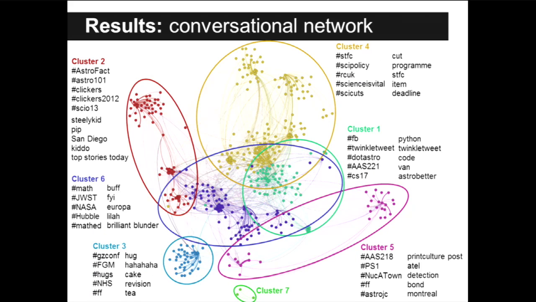This is the conversational network that we could identify. So based on the times people were mentioned in the same tweet, they would be grouped together, and you can see the different connections between them. And we identified 7 clusters. And the terms you see here are, for example, the most frequent hashtags used for each of the clusters, and also the most frequent terms.